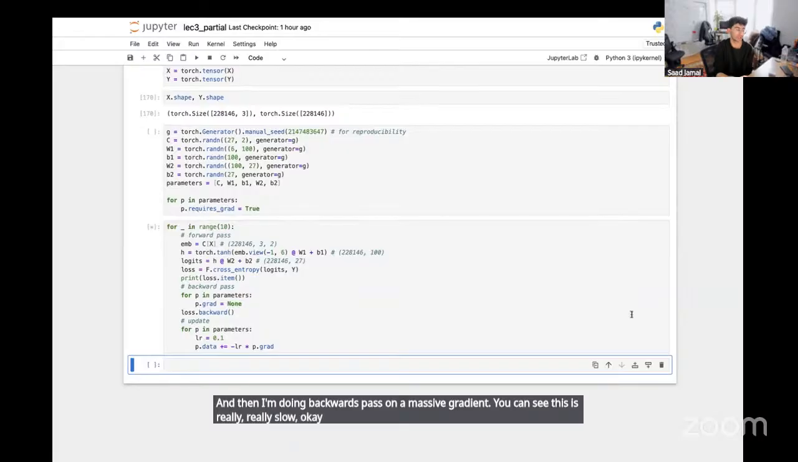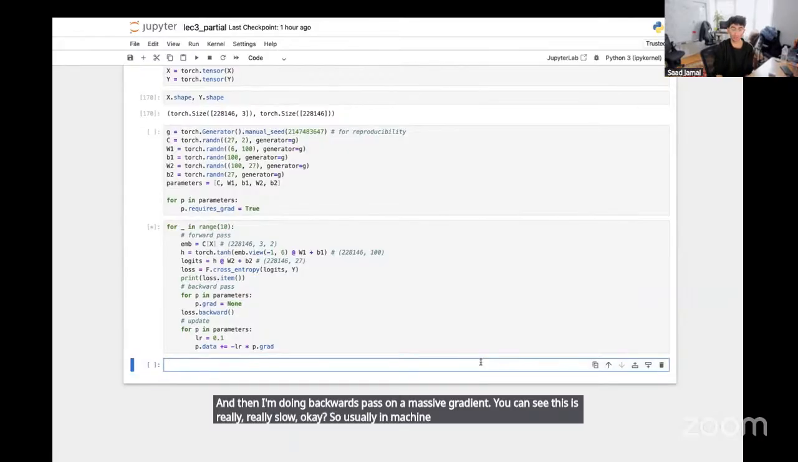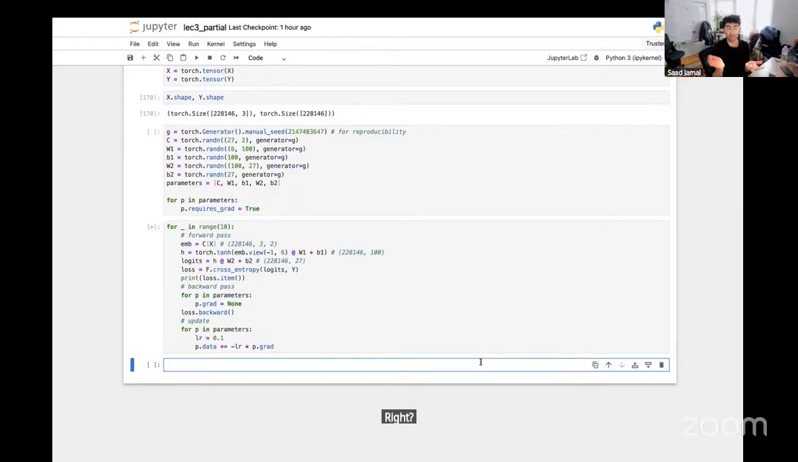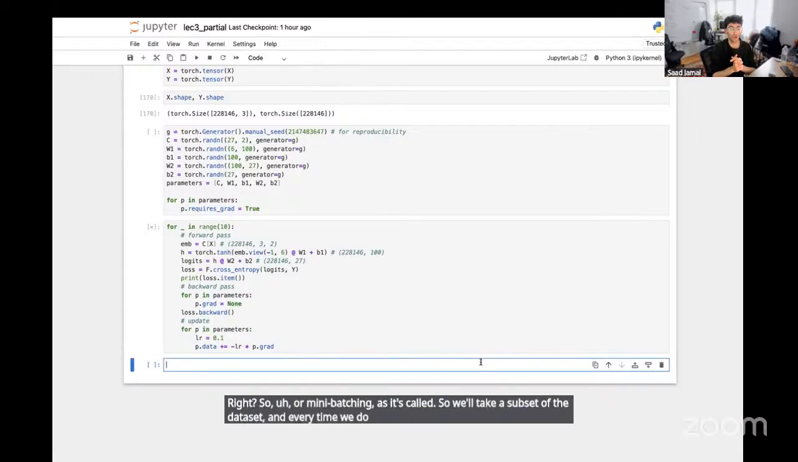Okay. So usually in machine learning, we don't do this. We don't do a forward pass on all of the examples at the same time. We do what's called batching, or mini batching as it's called. So we'll take a subset of the data set. And every time we do a forward pass, we're not going to train on the entirety of the data set. We're going to train on different subsets. So let's go ahead and implement that. Let's call this mini batching.